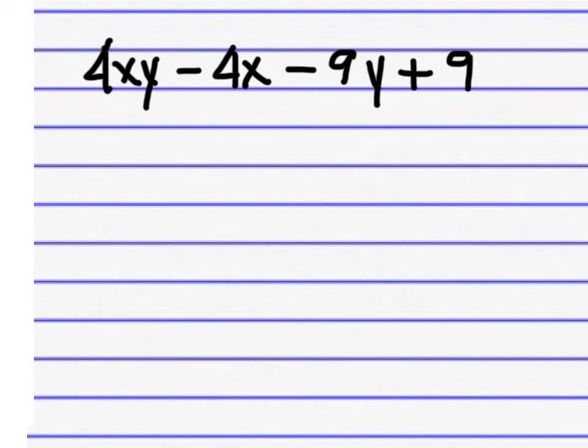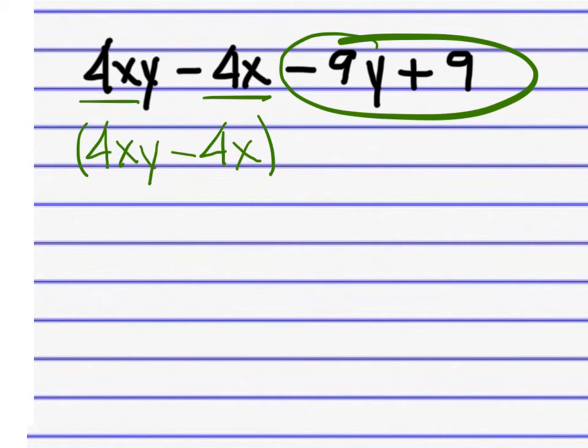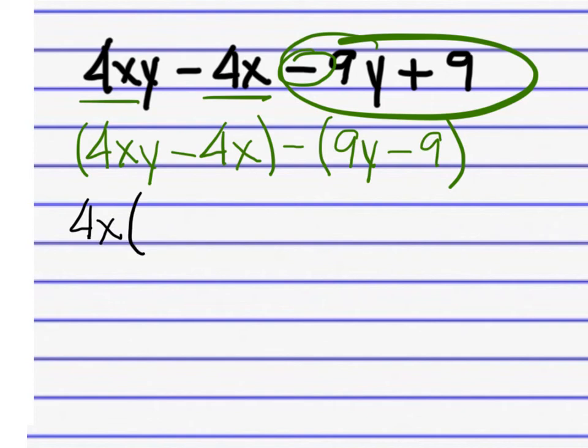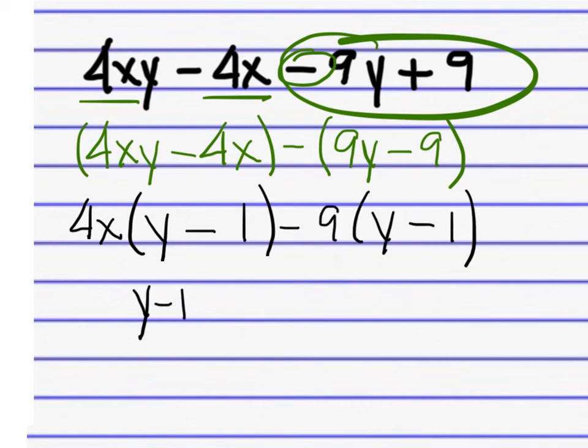This one is pretty obvious. You have 4xy minus 4x and then minus 9y plus 9. So I would say we're going to group 4xy minus 4x. These two go next. You have a minus sign here, so put it there and change the sign of each of those terms. You can take out a 4x from the first one and be left with y minus 1. And on the next one you can take out a 9 and be left with y minus 1. So y minus 1 times 4x minus 9.